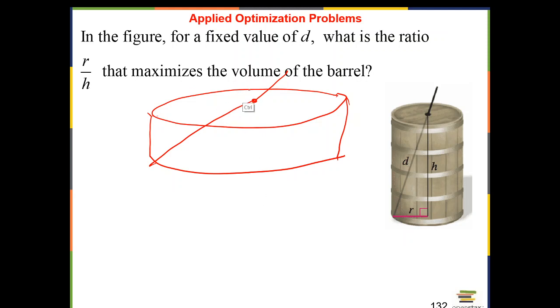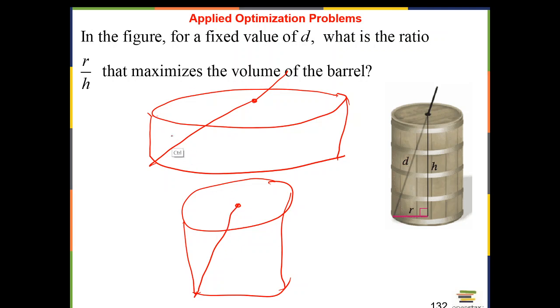Or should you, with the same length, buy a barrel that is longer and less wide, right? With the same distance, the same length. So let's say this length is the same. So you pay the same amount, but should you buy this or this? That's what the question is.